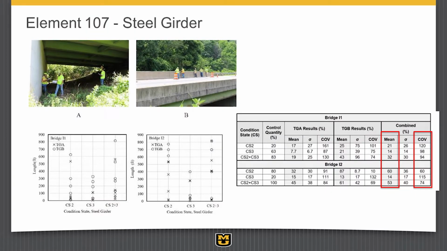If you looked at condition state 2 and 3 together, just adding them together, you get that kind of spread there. And so this is 2 bridges that are side by side. They're in different conditions, but their construction is exactly the same, and the results are pretty consistent just to look at it graphically, right? It didn't matter the bridge on the left or the bridge on the right. The spread was pretty similar.